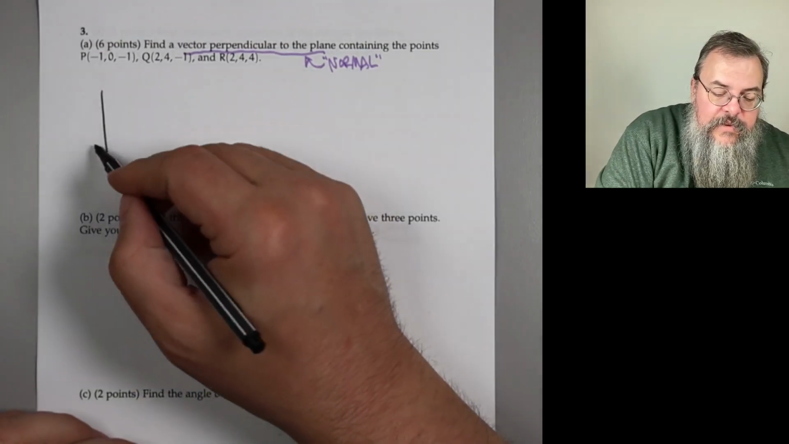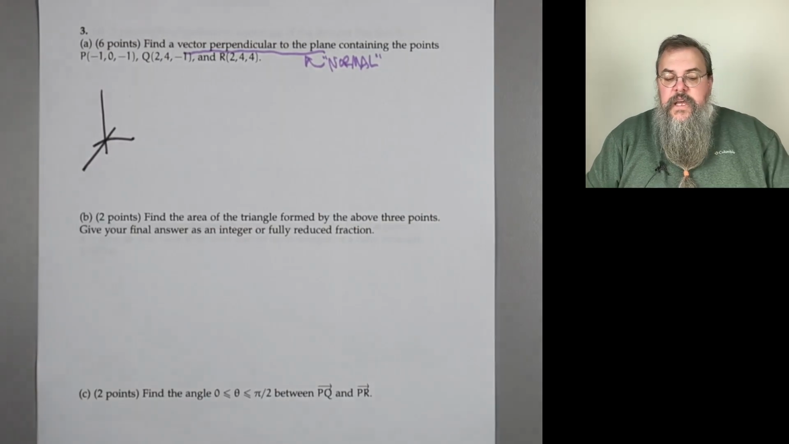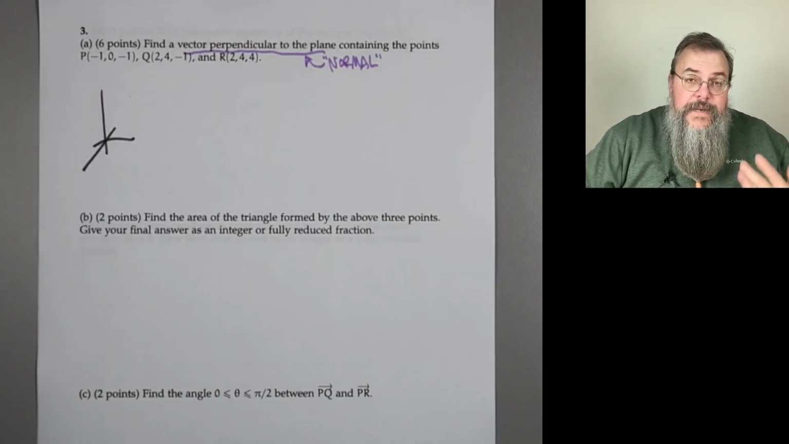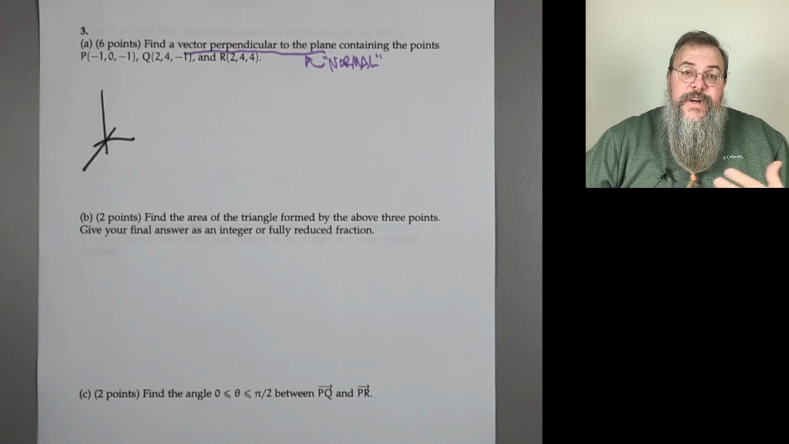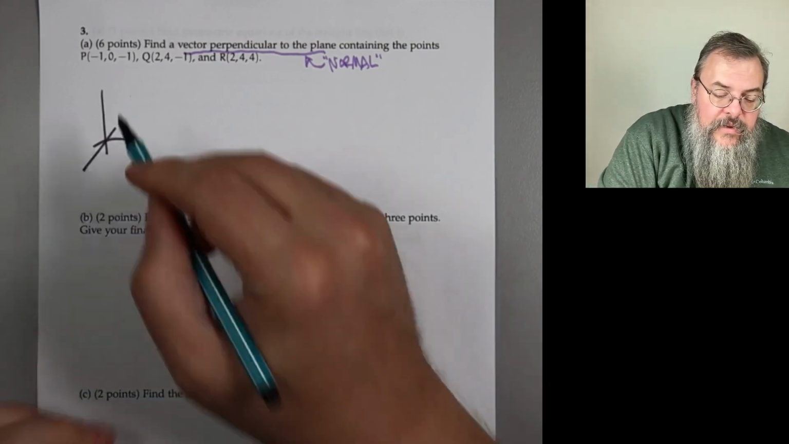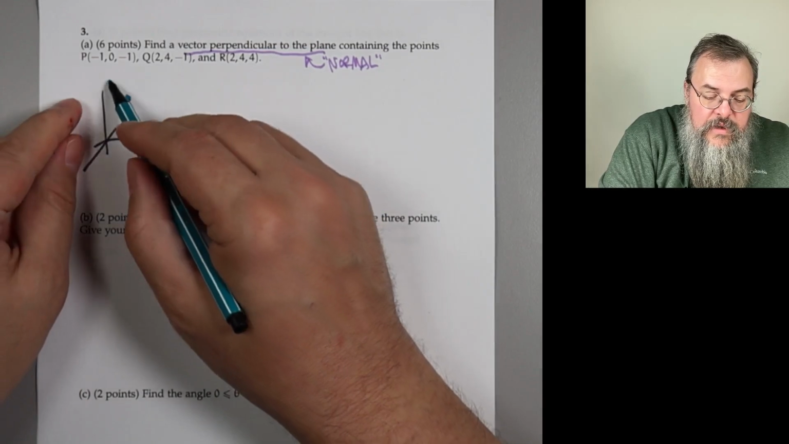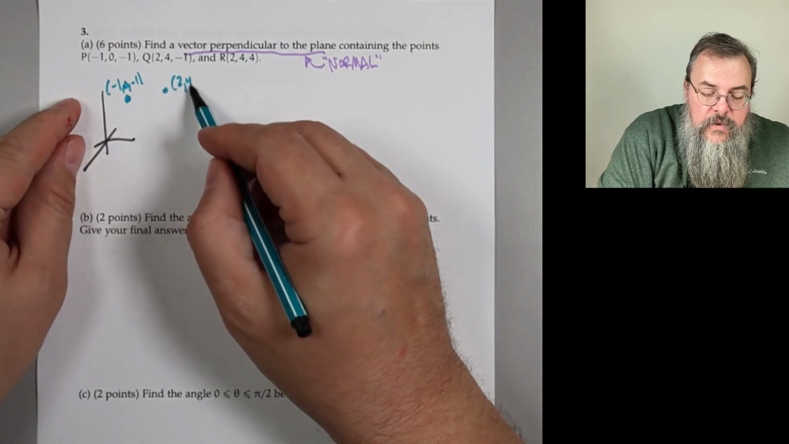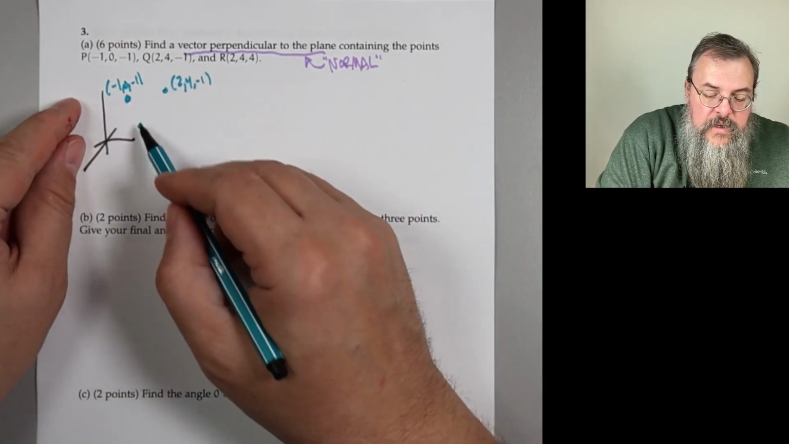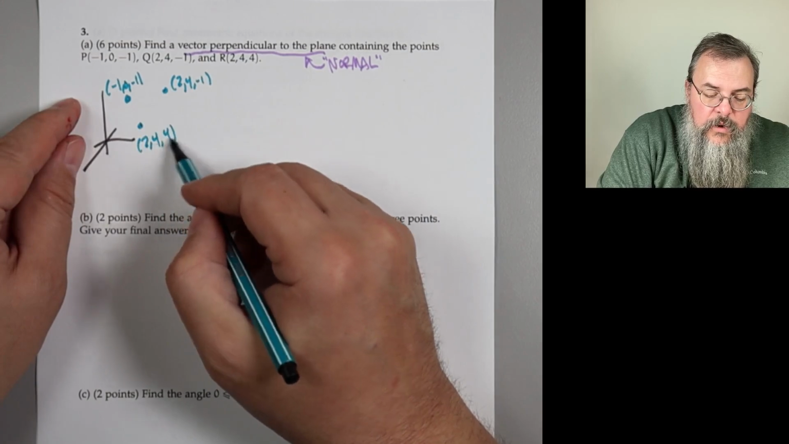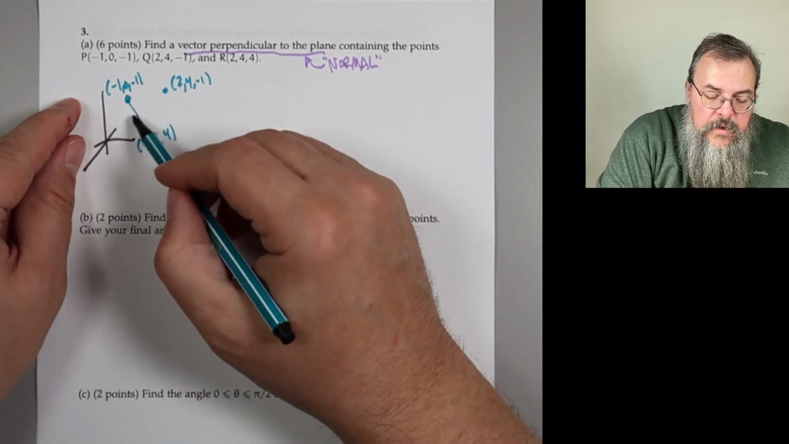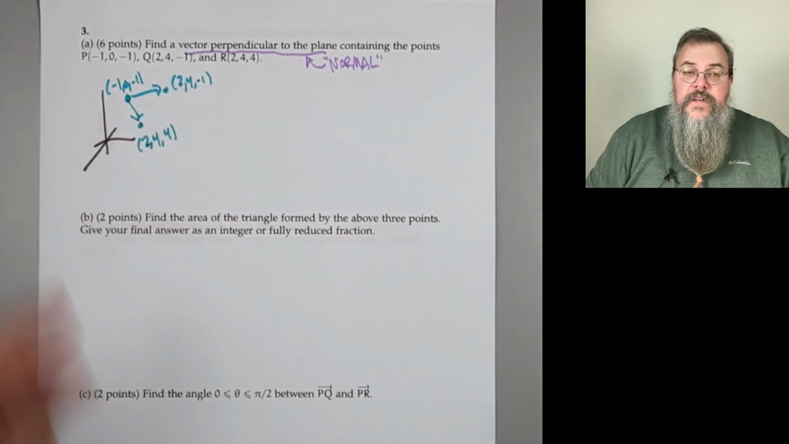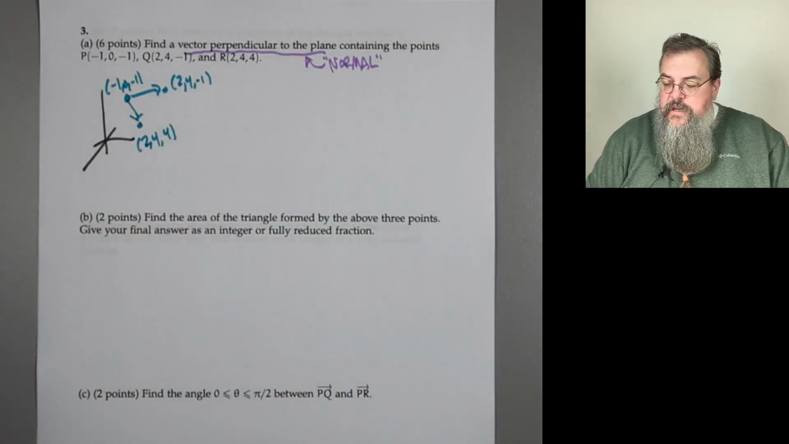We just have to find some vectors in our plane, and if we can find enough vectors in our plane, then we can construct something that's perpendicular. So we start by marking some points: (-1, 0, -1), (2, 4, -1), (2, 4, 4). And we're going to mark some vectors. So we pull two vectors in our plane.